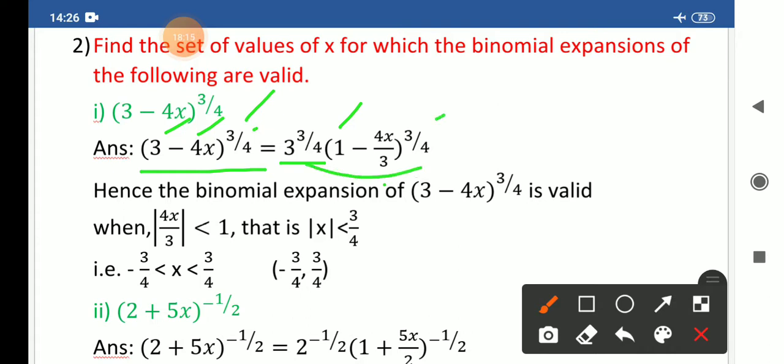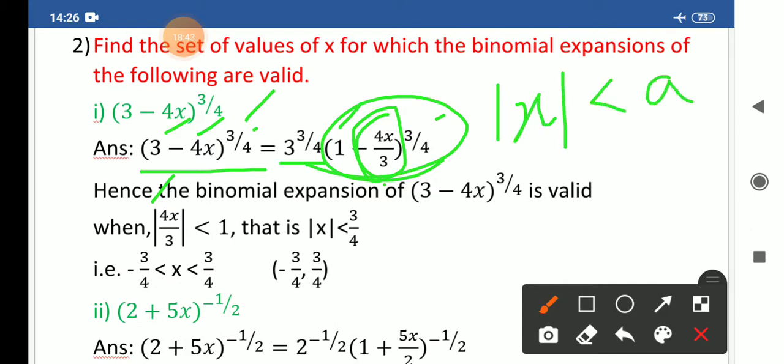Now this is of the form 1 plus x whole power n. This expansion is valid when modulus of this x, here this is 4x by 3, is less than 1. So modulus of 4x by 3 less than 1. Take this 4 by 3 to the right side, that is 3 by 4. Modulus x less than 3 by 4. Modulus x less than a means minus a less than x less than a.